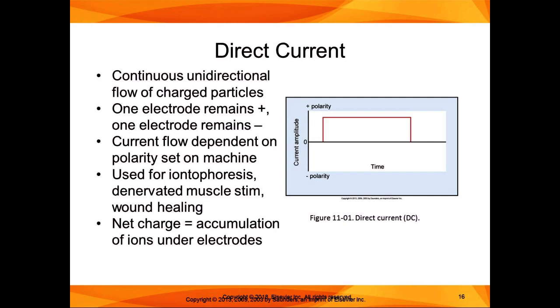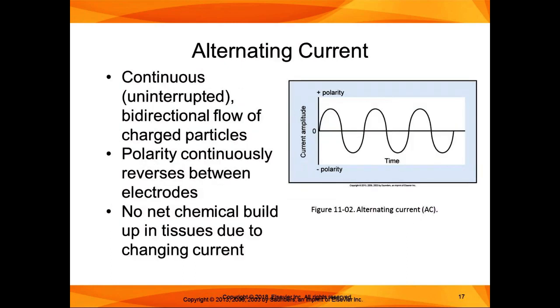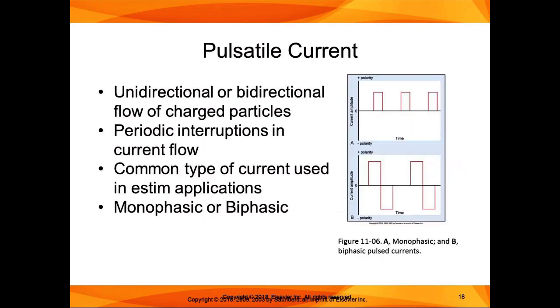So in direct current, there is a net charge. There's accumulation of charge underneath the electrodes, and so it can be more uncomfortable than the other types of current. And so there's also more potential for burns, so it's a little more dangerous. Alternating current is a continuous, uninterrupted bidirectional flow of charged particles. The polarity continually reverses between the electrodes, so there's no net chemical buildup in tissues due to changing current. So we will talk about in the pain chapter and in the muscle chapter some different applications of alternating current.